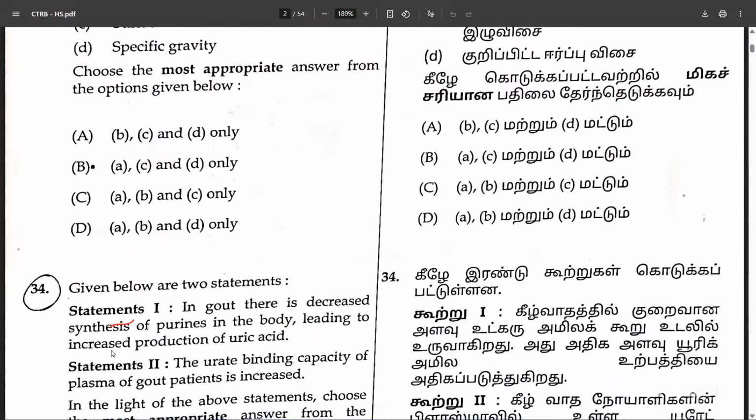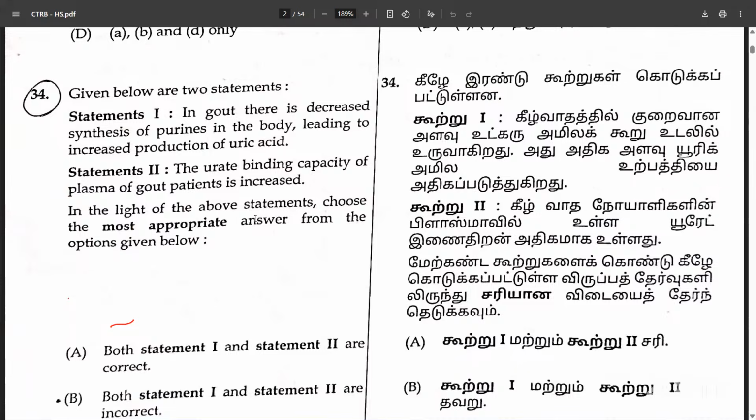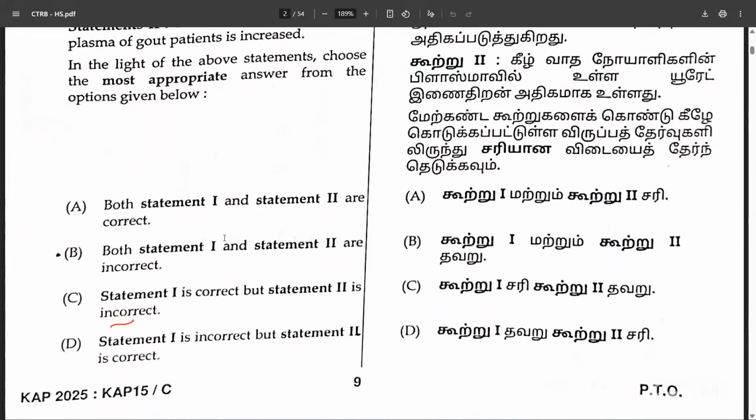Then coming to the next one, which is the 34th question, in which they have given you two statements, statement 1 and 2, and they have asked you which one will be correct and which one will be incorrect. So here, the first statement is, in gout, there is a decreased synthesis of purine in the body, leading to increased production of uric acid. We know this is not gout, okay? Then there is the urate binding capacity of plasma of gout patient is increased. Actually, it is decreased. So both the statements are incorrect in this question.